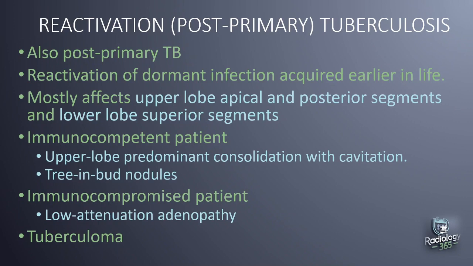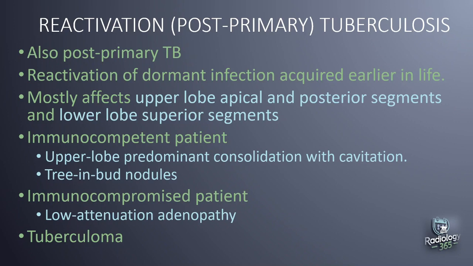In an immunocompetent patient, the imaging hallmarks of reactivation TB are upper lobe predominant consolidation with cavitation. That's the key point there. Then you may also have tree-in-bud nodules and they would suggest some endobronchial spread of the disease. Low attenuation adenopathy is also a common additional finding. It's also more commonly seen in immunocompromised patients.